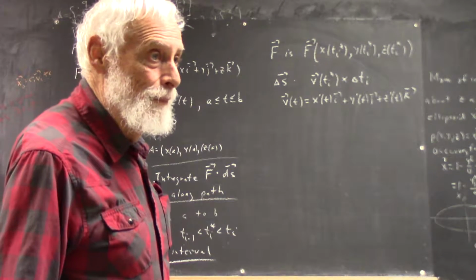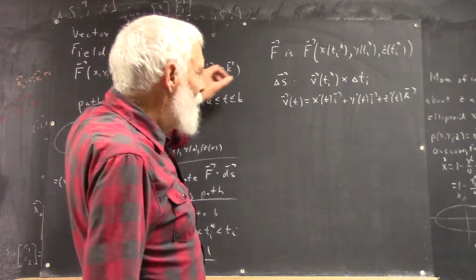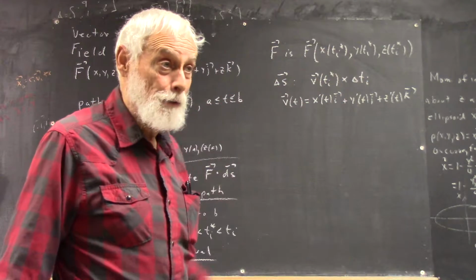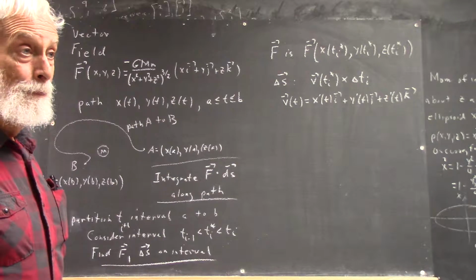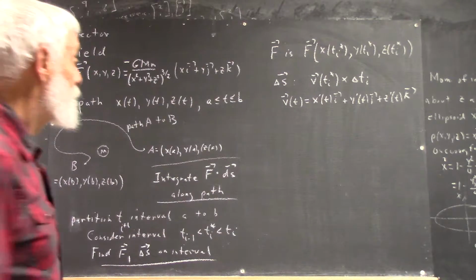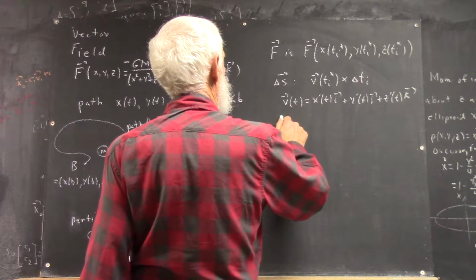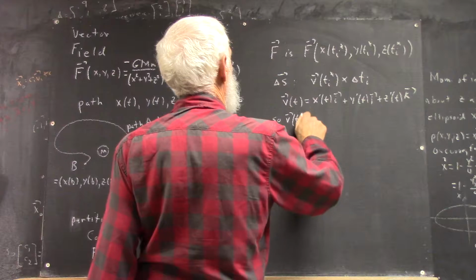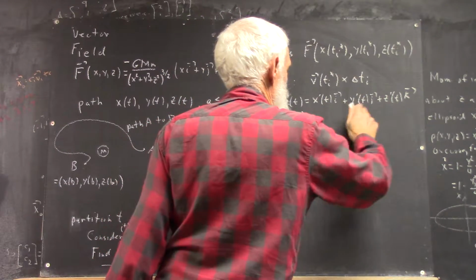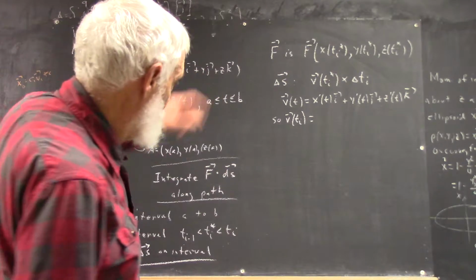Okay? I mean, your position is xi plus yj plus zk, right? So there's your V of t. Okay? So V of t_i equals, well, I'm not going to write it out. We're going to put a t_i on each of these, right? And I'll just assemble this.